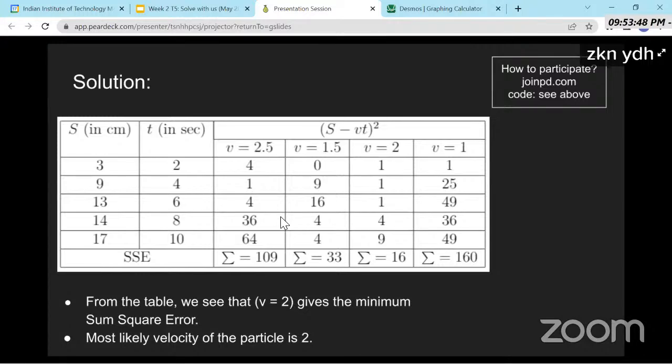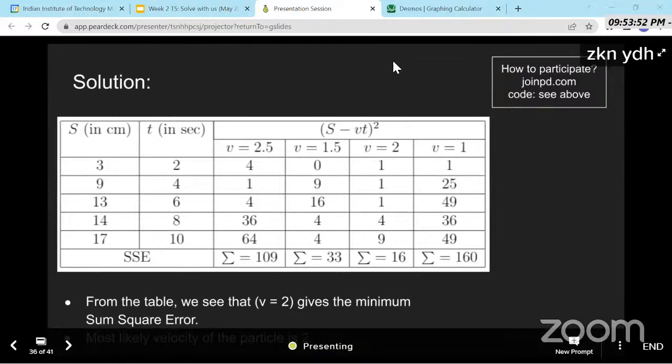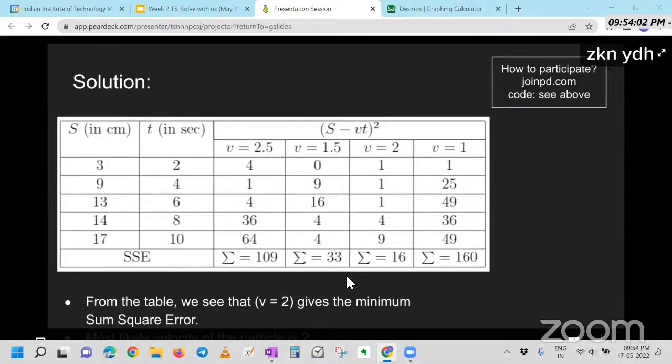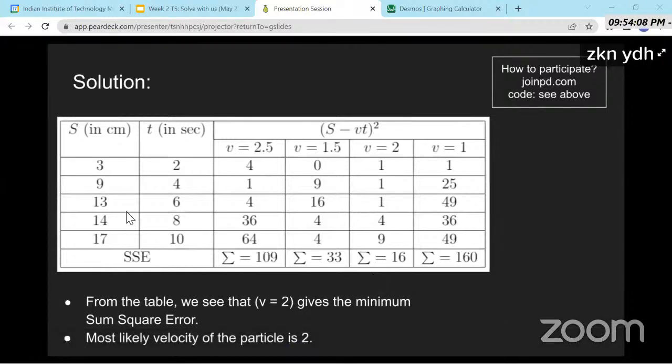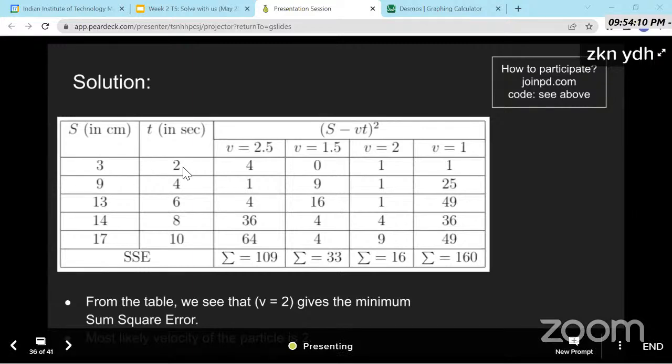Okay, I'll tell you one smartest way of doing the next. Sir, what if the option is not given? But options will definitely be given. S minus VT whole squared? Nice question. How do you find this SSC value? Here S is what you see. This table was given, right? For different T, this S value was given.